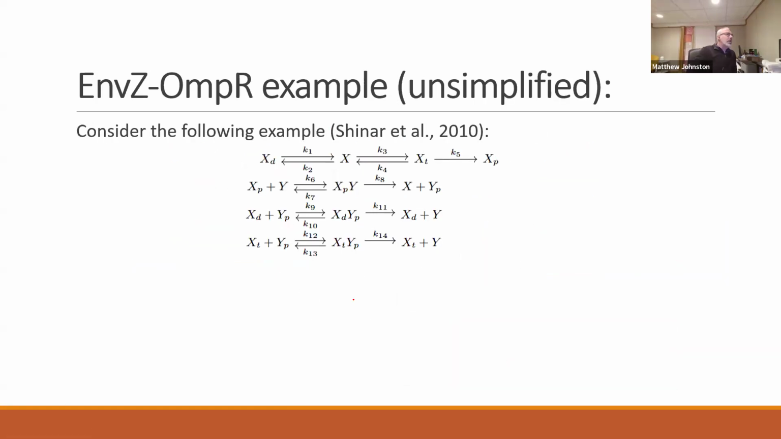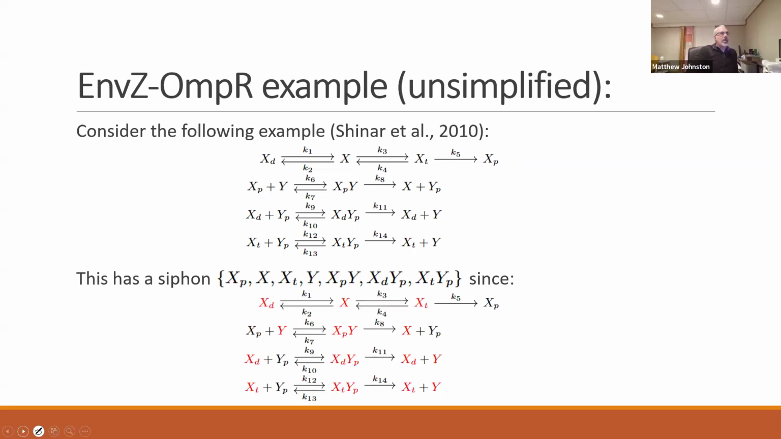This is the full model from the Shinar-Feinberg paper. So it's got more to it. I've included the reversible reactions. What you need to do here is look at the zero sets and then compute the next generation matrix. So here are the siphons. You can get that from the network. In red will be the variables that go to zero.